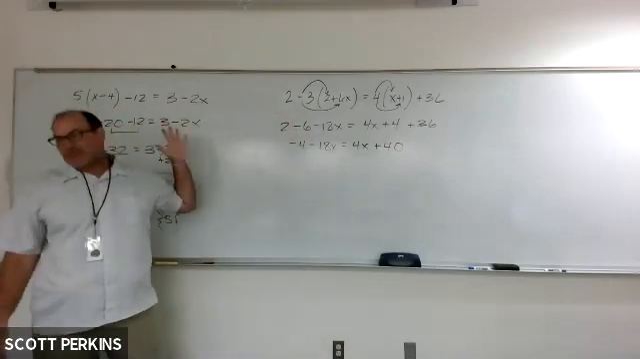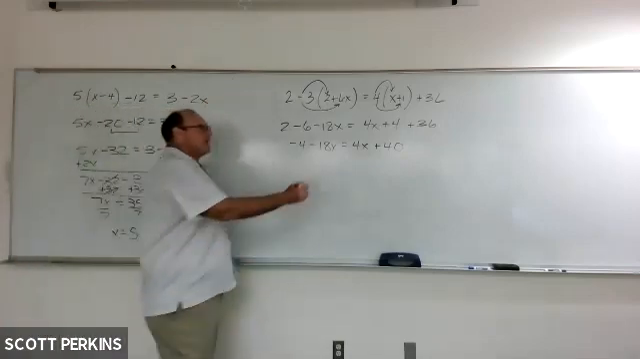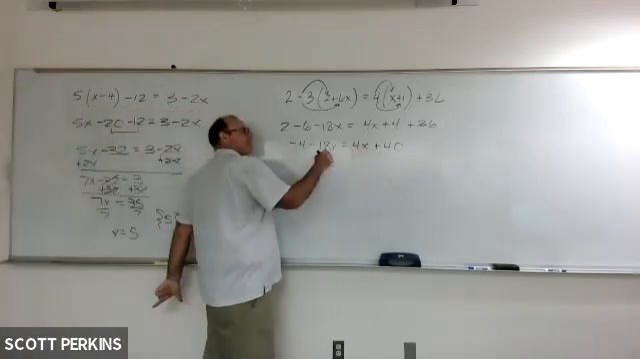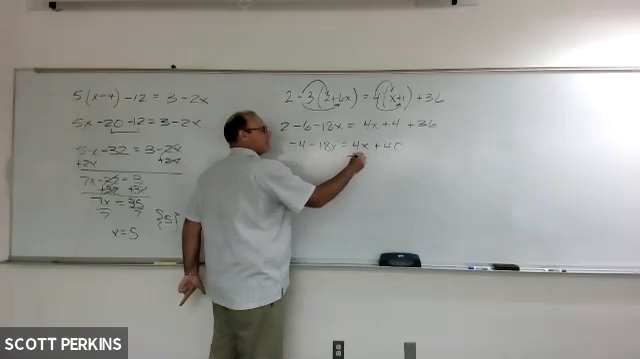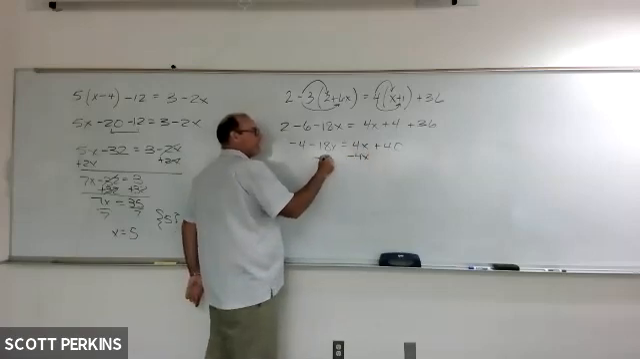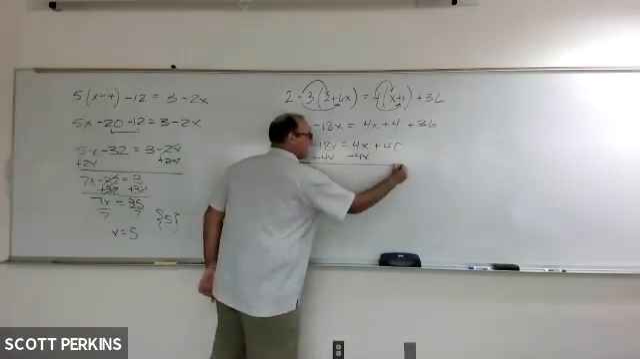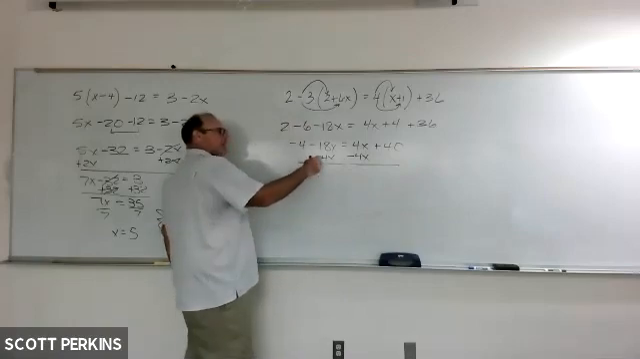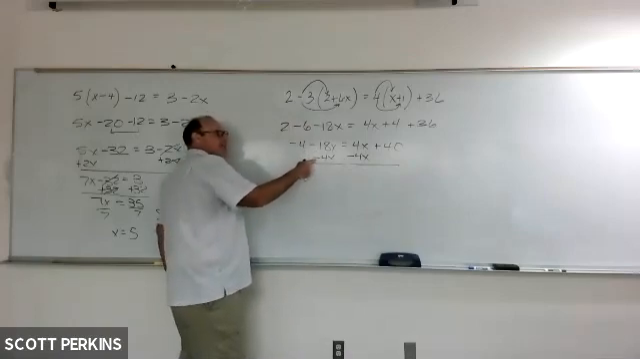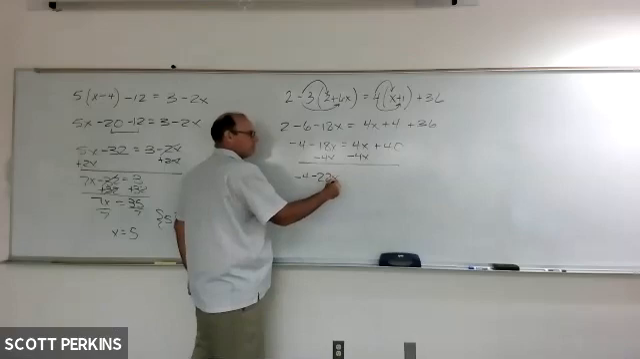X's on the left, numbers on the right. So x is on the left, I'm going to bring the 4x to the left. I'm going to subtract it because it's presently a positive 4x. So the opposite is to make it negative. And I have -18 minus 4, that's -22.